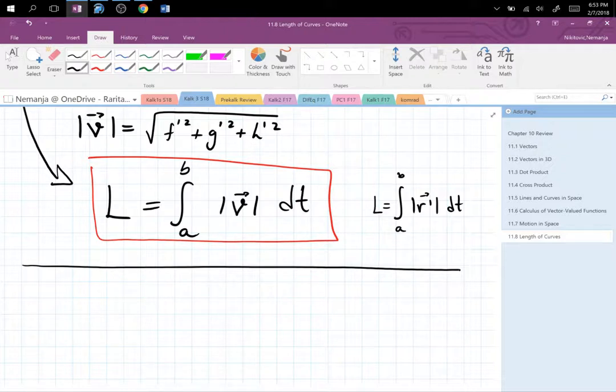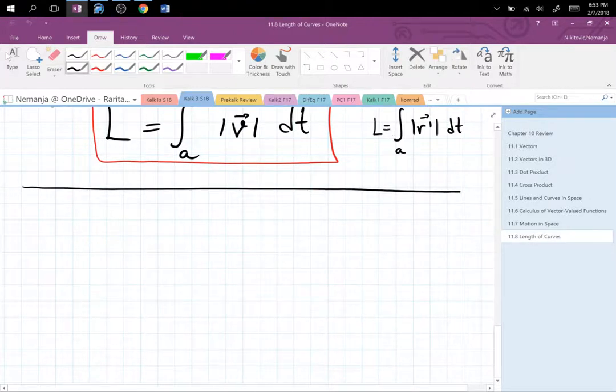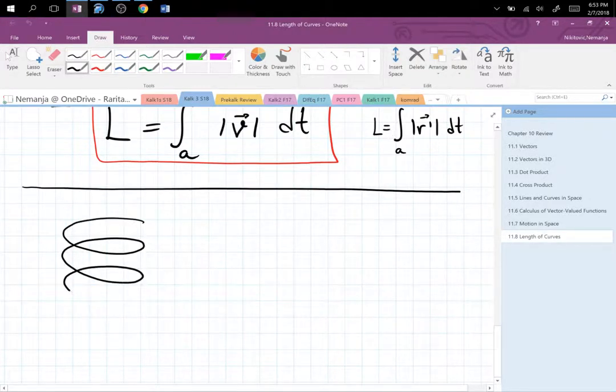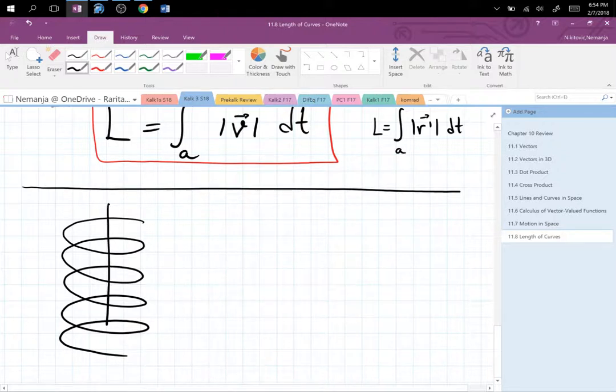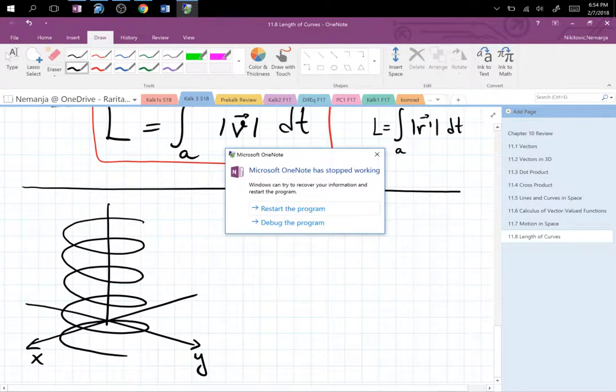So now we can quickly compute the path, let's say along the helix. If I have a helix, which is just that spring, and let's say it's a linear helix, we can describe this helix as soon as I restart the software.